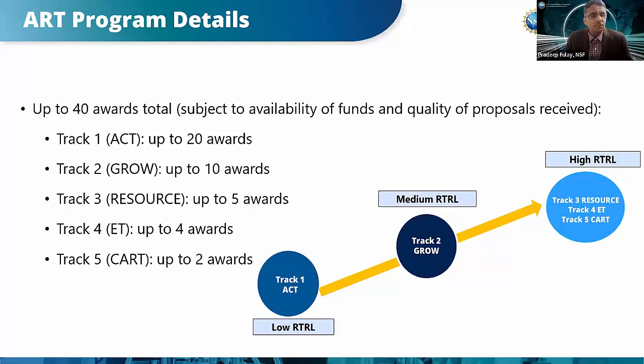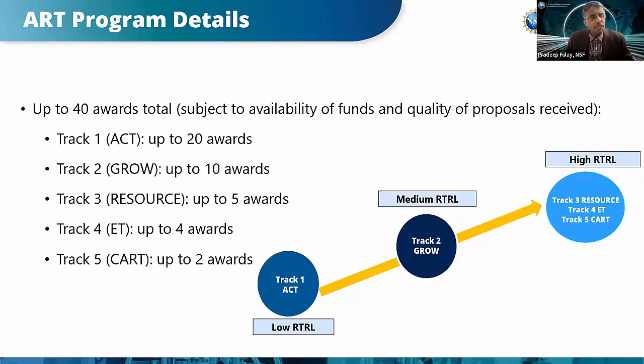So here is a summary for you with respect to the ART program itself. Once again, we have this notion of RTRL, Research Translation Readiness Level. As Hina pointed out multiple times, it is important that you recognize and decide for yourself which track is right for your organization, which track is right for your institute of higher education. Is it Track 1 or is it Track 2? We recognize there may be some gray areas, but at the end of the day, it's your decision, making sure that you have the best alignment with respect to which track you are submitting to.